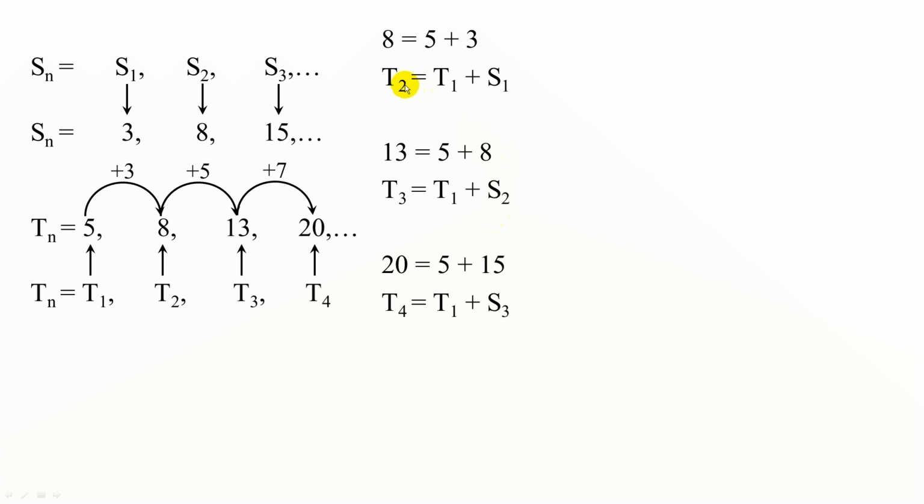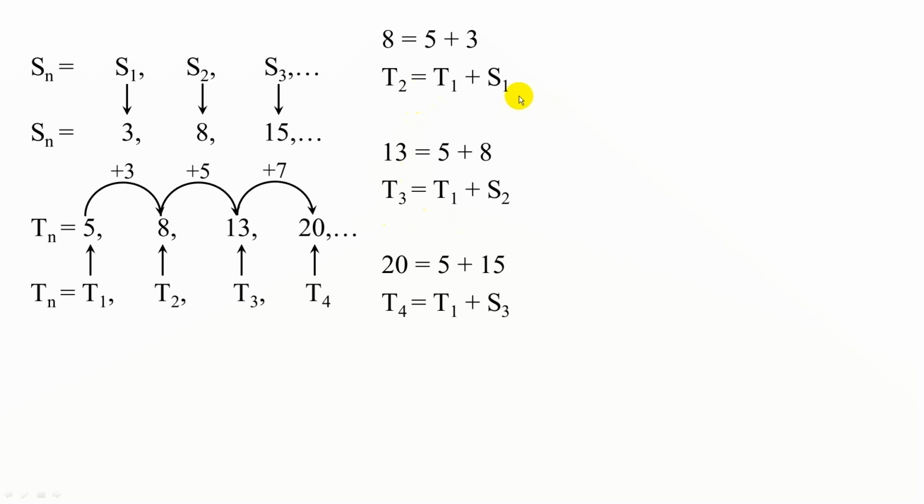I want you to focus on T2, S1, T3, S2, T4, S3. These T1, they are all the same, right? They're always the same in each case. They keep the T1 the same. But the only difference is T2 and S1. As you can see, the number of sum is always 1 less than the number of term. You see, the number of sum is always 1 less than the term.